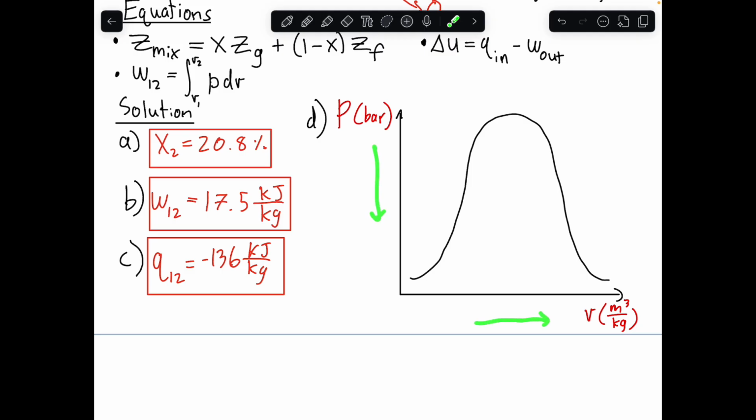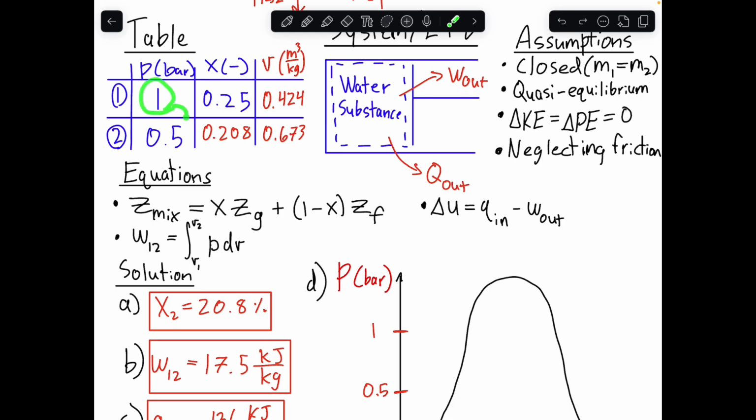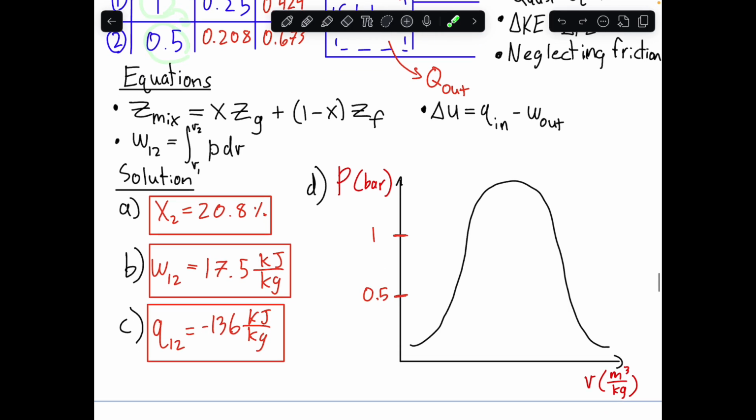So that's the important part here. Now we can actually start to fill in some values. We know that pressure is going to start at 1 bar and then drop to 0.5 bar. These can be kind of arbitrary points that you draw on your graph, but as long as you show that we are decreasing in pressure from 1 up here at state 1 to 0.5, then that's important.